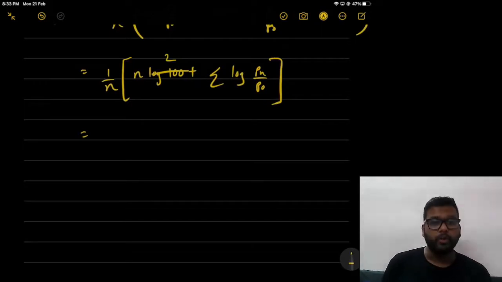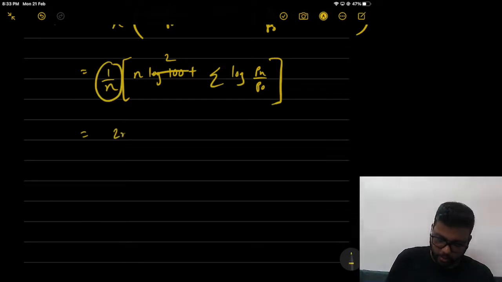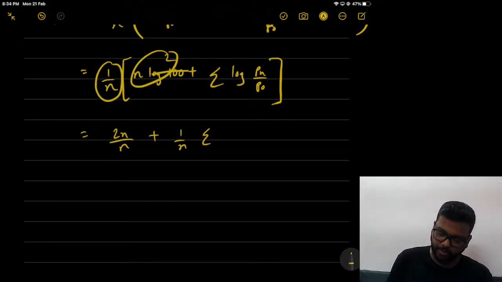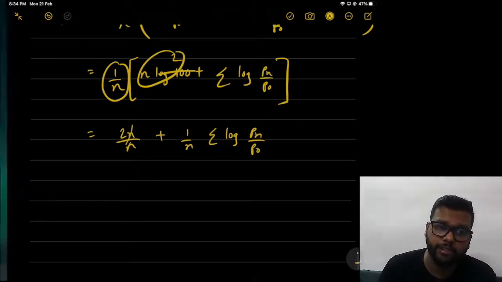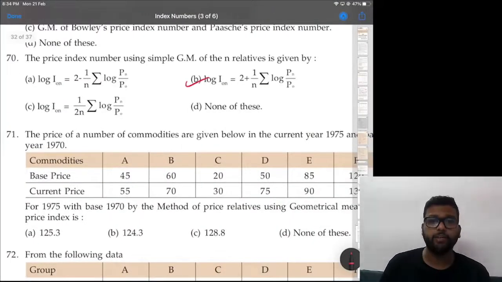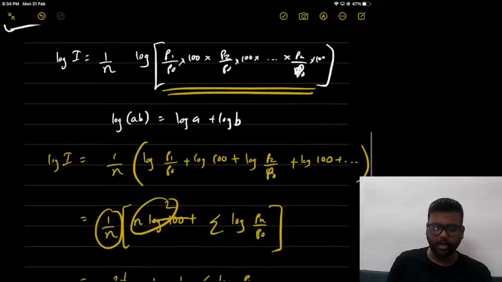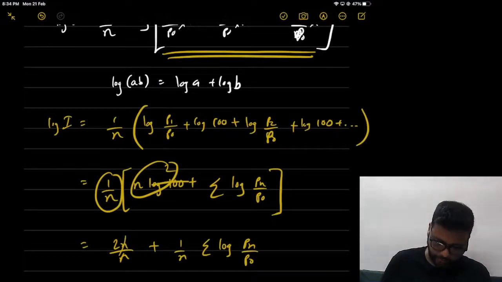Log 100 is 2 because base is 10. So 10 raised to 2 is 100. Let's multiply that 1 by n inside. So 2n by n, this 2n plus 1 by n into summation log Pn by P0. If we cancel n, this should probably give us the answer. Let's check. Option B. 2 plus 1 by n into log of Pn by P0. Okay, I hope everyone has understood this. If you feel it is difficult, let me know in comments.